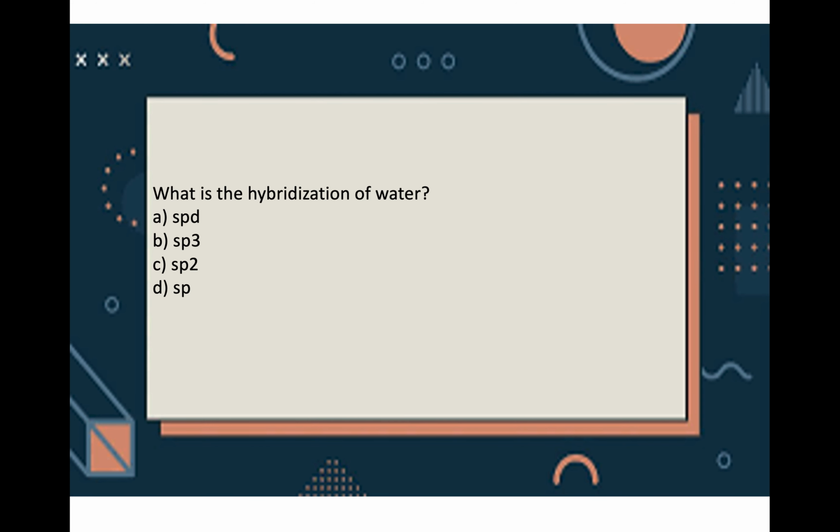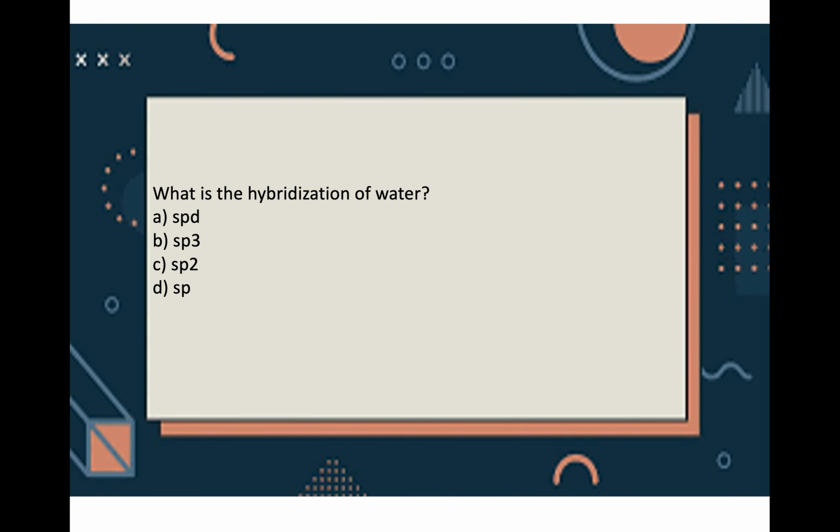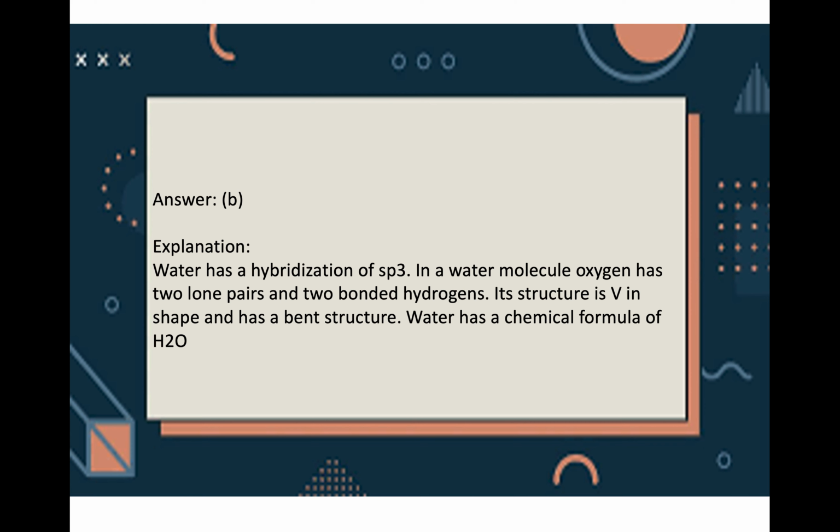So what is the hybridization of water? A, sp3d, B, sp3, C, sp2, and D, sp. Answer is B, sp3 hybridization. In the water molecule, oxygen has 2 lone pairs and 2 bonded hydrogens, and the structure is V shaped and has a bent structure. The chemical formula, as you know, for water is H2O.